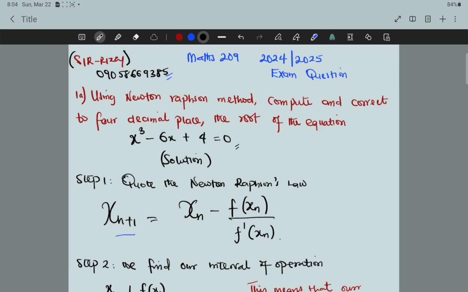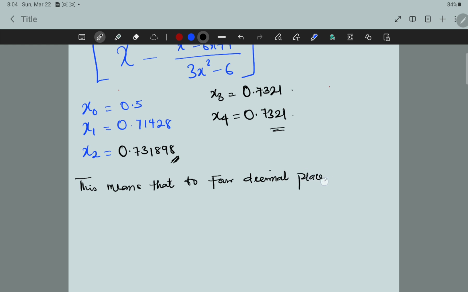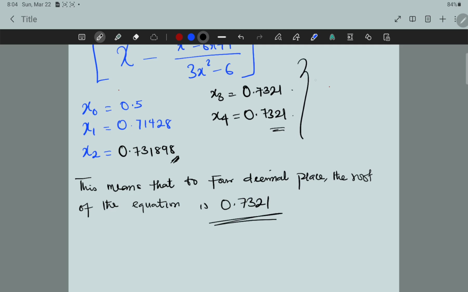So it says compute to 4 decimal place. So we are on the right track. To 4 decimal place, the root of the equation is 0.7321. That is it.